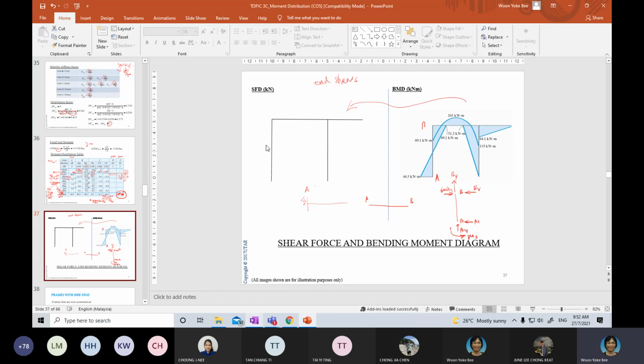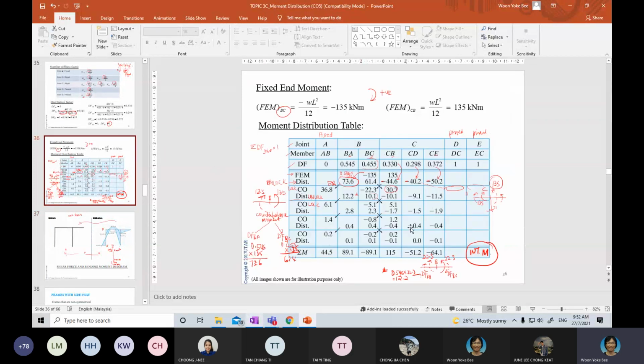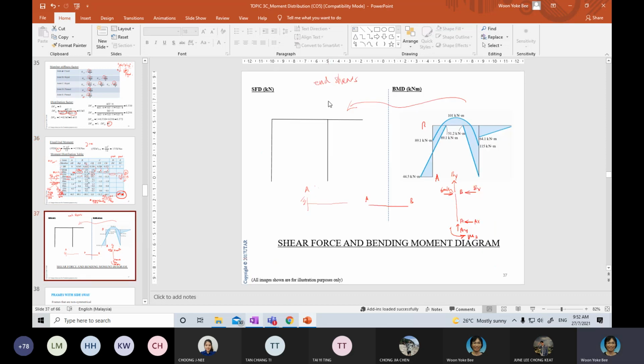This is a homework. This is not a tutorial. I need you all to do this. You show me the working from here, getting your internal moments, find your end shears, and then draw your shear force diagram. That is what I want to see. Any questions so far? Anyone don't understand what I want?